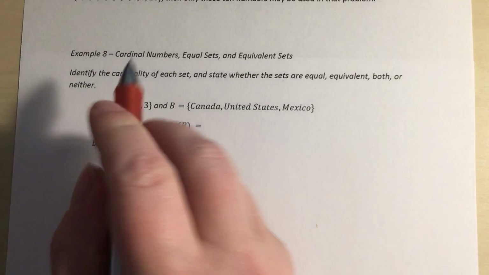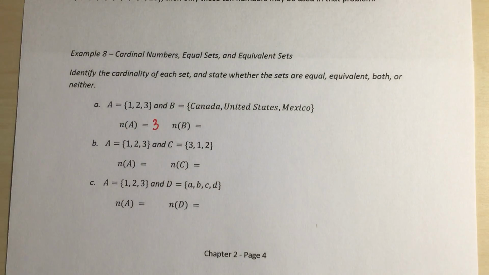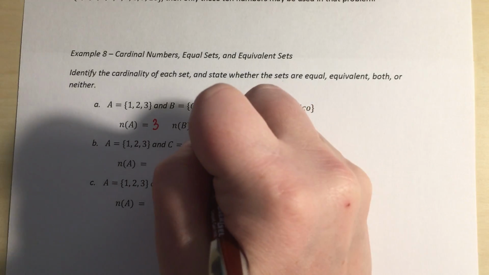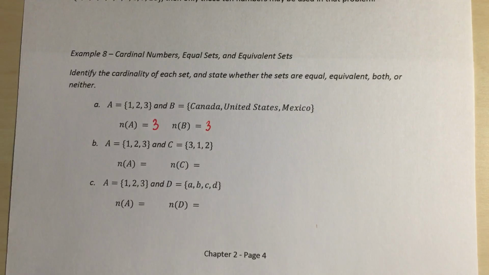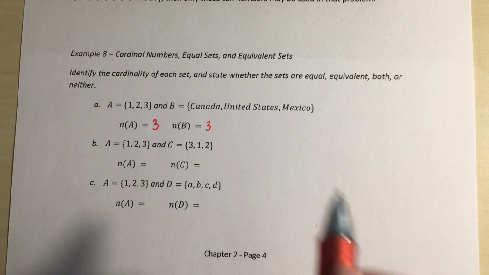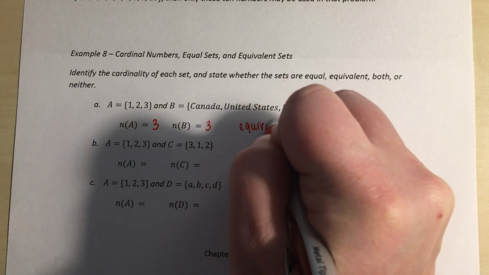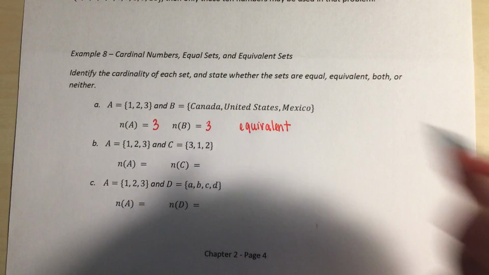All right, so set A is the numbers 1, 2, 3. So that means that our cardinality of set A is 3 because we have 3 elements in our set. Set B is Canada, United States, and Mexico. There are 3 elements in that set as well. Since we have the same cardinality, but not the same thing, we've got numbers in here and we've got words here, we would say that these are going to be equivalent sets. Again, equivalent sets have the same cardinality.